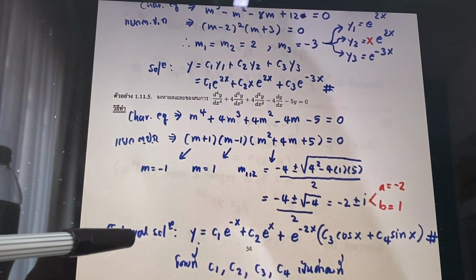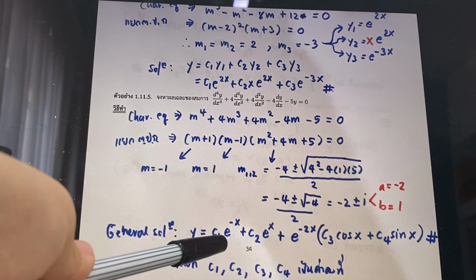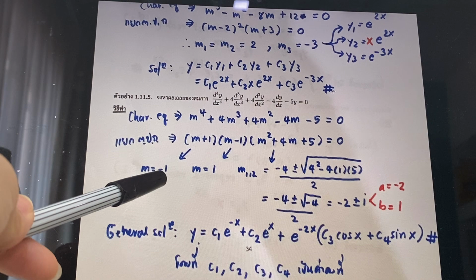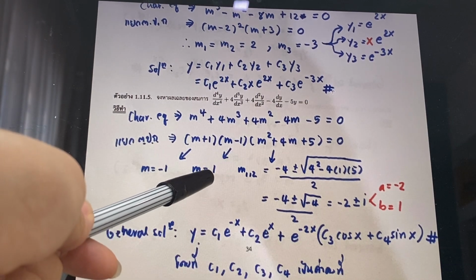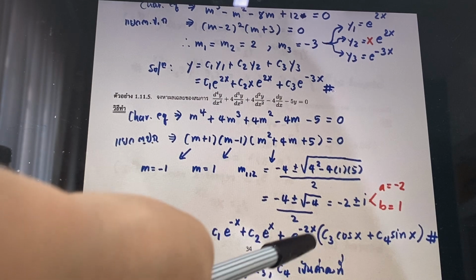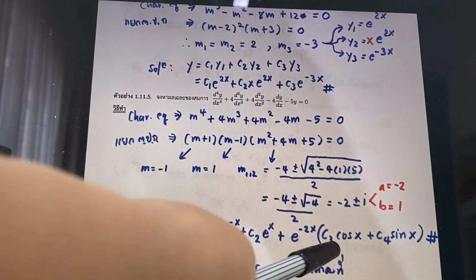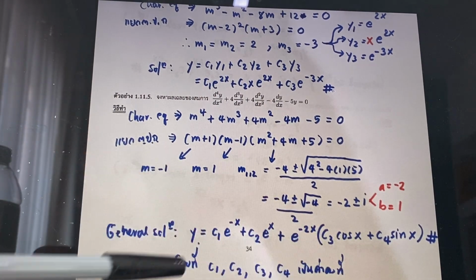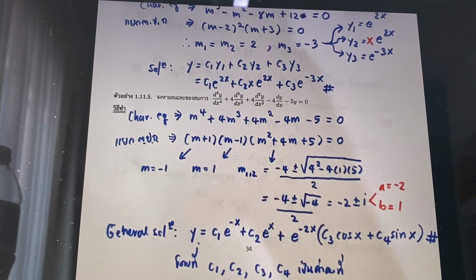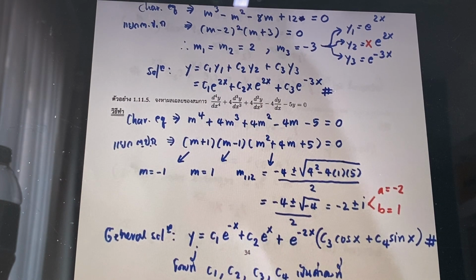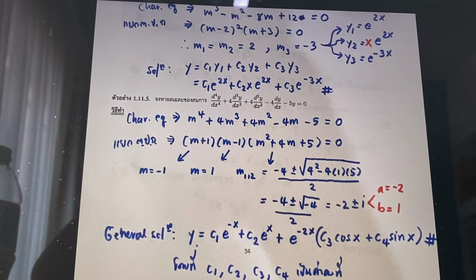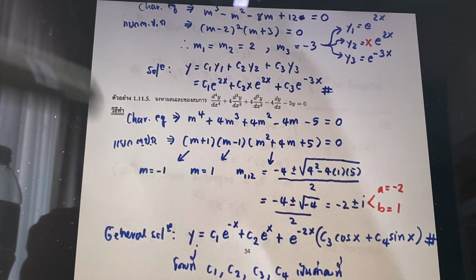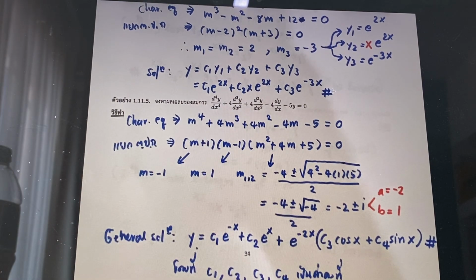So what's going to be the general solution? y equals c1 e to the m1 x, so e to the minus x, plus c2 e to the m2 x, which is e to the 1x, plus e to the real part, negative 2x, times c3 cosine bx, which is 1x, plus c4 sine 1x. And now c1, c2, c3, c4 are just constants. If the problem doesn't give you any initial conditions, you just leave the constant terms right here.